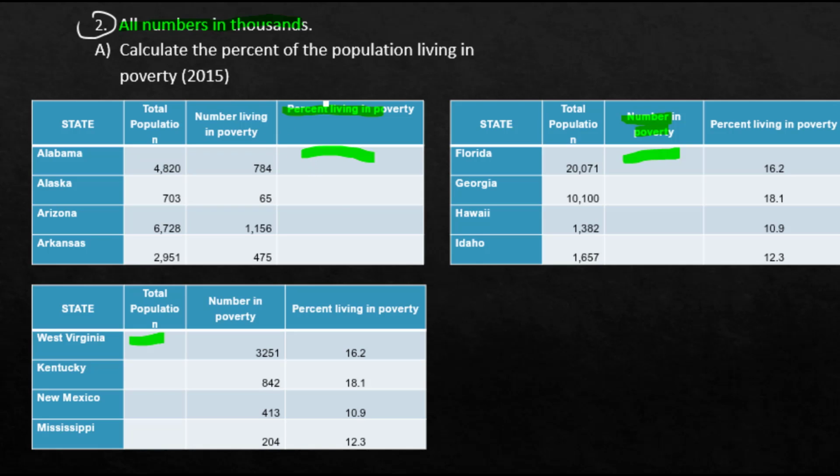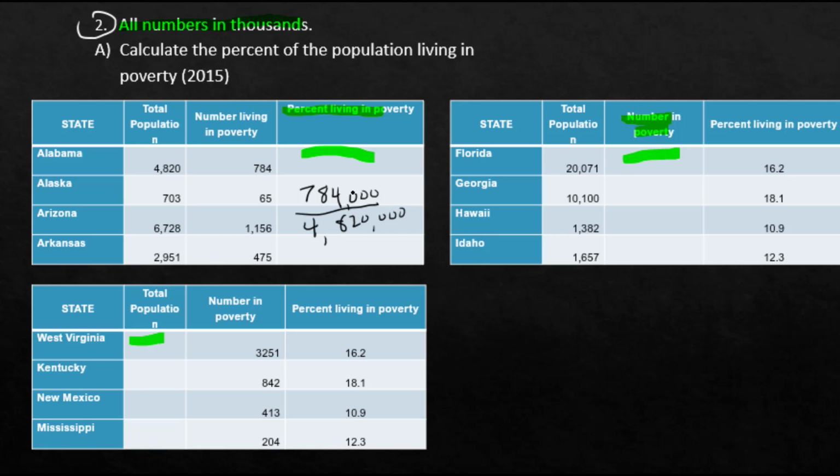So first we'll do the percent living in poverty. Now, if they're both the numerator, well, let's just do it. So the number in thousands is 784. I'll do right here. 784. We have 784,000. That's living in poverty over the total population, which would be 4,820,000.